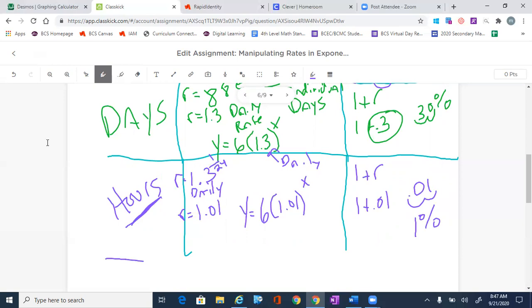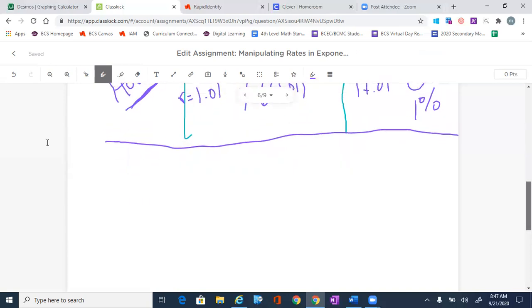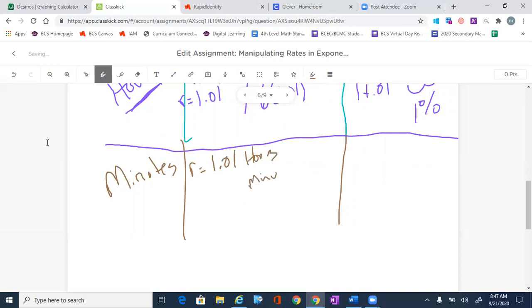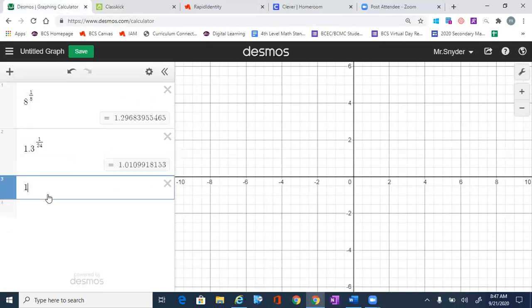And then finally, if I really needed to go to minutes, we can keep moving this down. Let's go to minutes. Okay, well, I know that the hourly rate is 1.01, and this is hours. So to get to minutes, I just take 1.01. How many minutes are there in an hour? There's 60. We want the rate for 1 minute, so I just put 1 over 60. Come back to Desmos, I put 1.01 to the 1/60th.